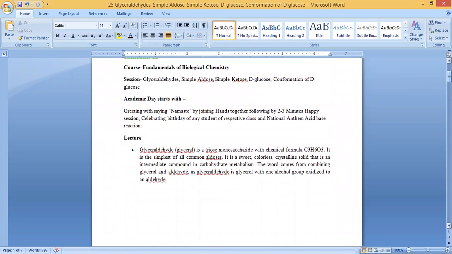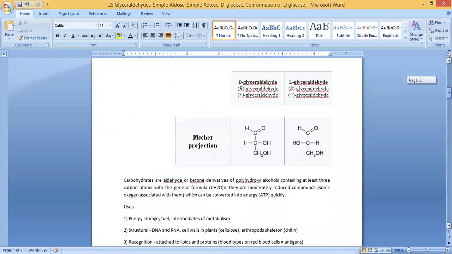So this is the simplest monosaccharide. Why simplest? Because it has only 3 carbons. And this is an aldehyde because it has the aldehyde group in its compound. So this is the structure of glyceraldehyde. These are both glyceraldehyde.